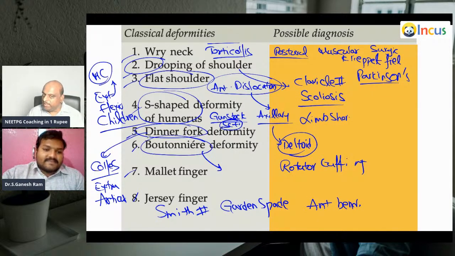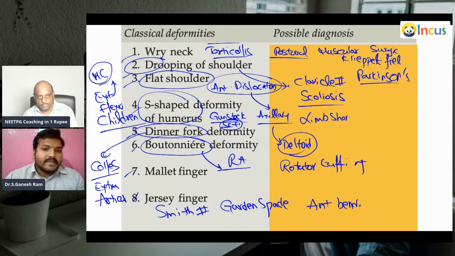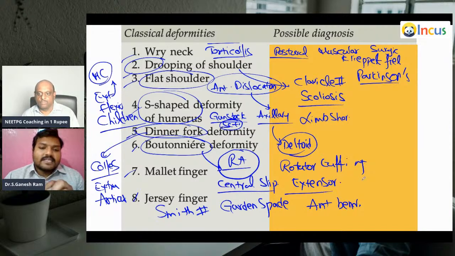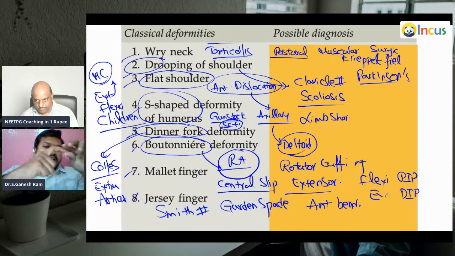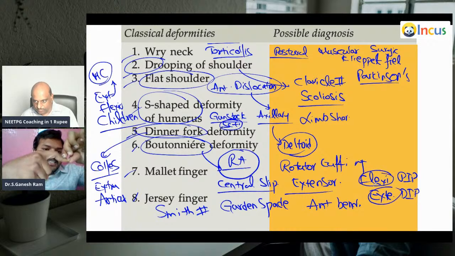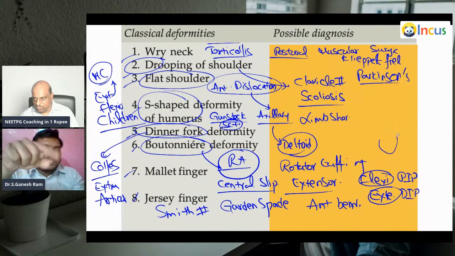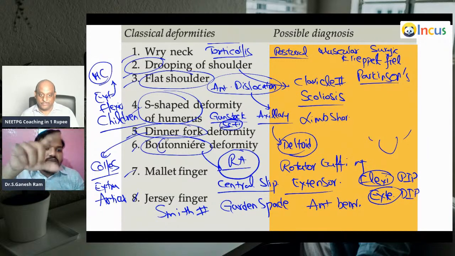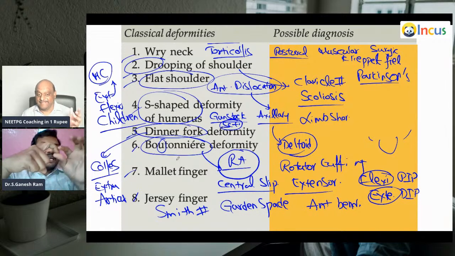Great. And where do we see the Boutonniere deformity, doctor? The Boutonniere deformity is very common in rheumatoid arthritis, sir. Also the swan neck deformity and the Boutonniere deformity, both are very common in rheumatoid arthritis. There is a subtle difference between these two. The Boutonniere deformity is due to rupture of the central slip of the extensor digitorum, which means the proximal interphalangeal joint will go into flexion, whereas the distal interphalangeal joint will go into extension. It forms a U shape. So Boutonniere has a U in it, and you can remember it like that. Flexion of the PIP and extension of the DIP.